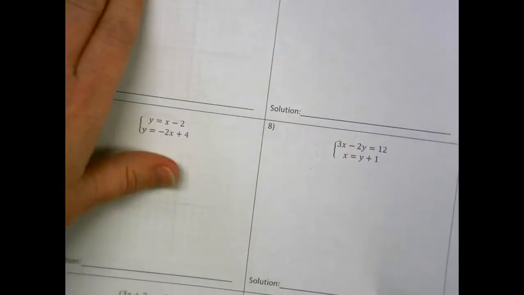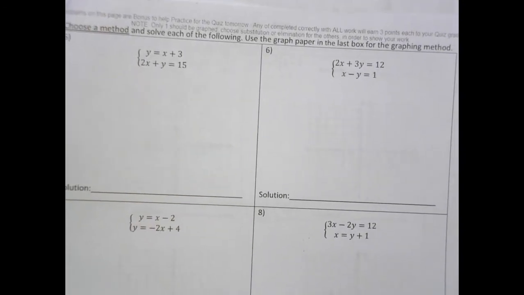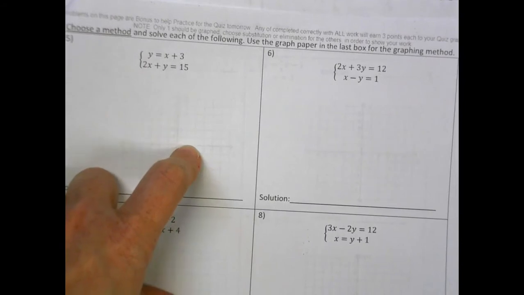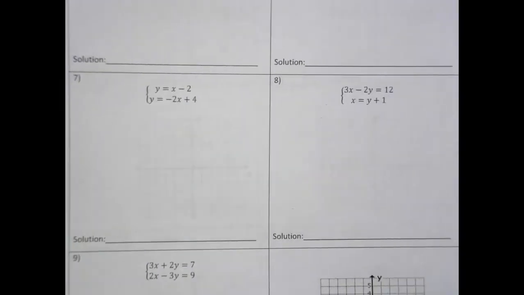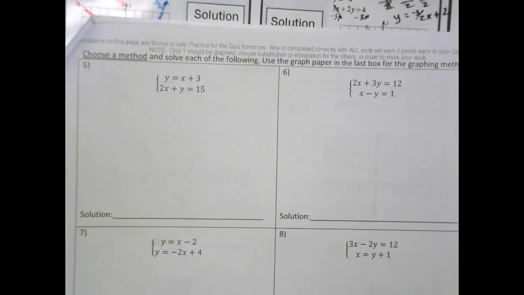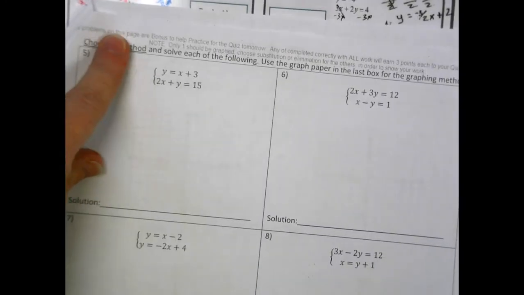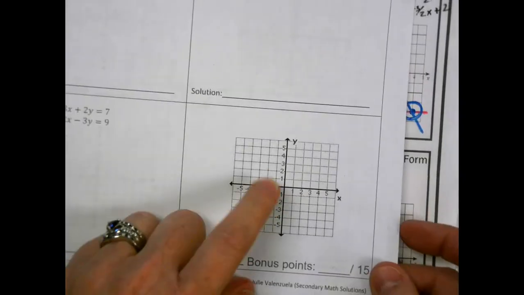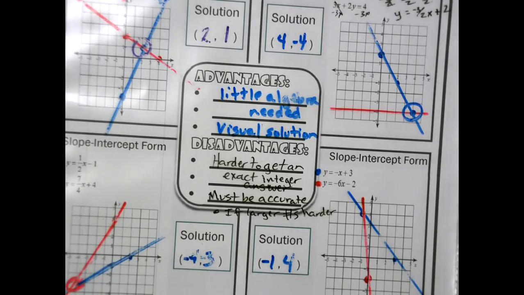Boys, this last page right here, I did not tell you to put stuff up yet. This last page is all bonus for the quiz tomorrow. You can earn 3 points for each additional problem that you do here that's correct and done completely. So that's 15 possible bonus points for your quiz tomorrow. That's the last page. It tells you at the top. You can only do one of them by graphing though, because there's only one graph given. So if you want the bonus points, you have to show your work.